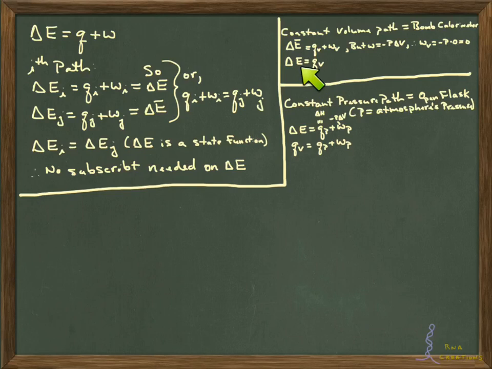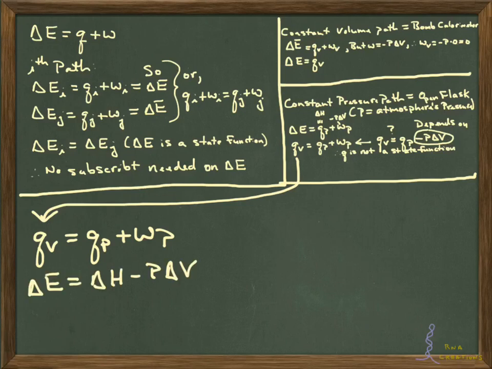So we can set delta E equal from the two paths. So we have Q sub V is equal to Q sub P plus W sub P. We can then ask the simple question, does Q sub V equal Q sub P? And we see that the answer is, it depends. It depends on the W sub P piece, or the minus P delta V term. Because Q sub V in general will not equal Q sub P, Q is not a state function. That is, Q depends on whether the experiment is done at constant volume or constant pressure.